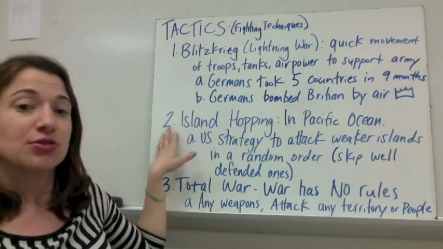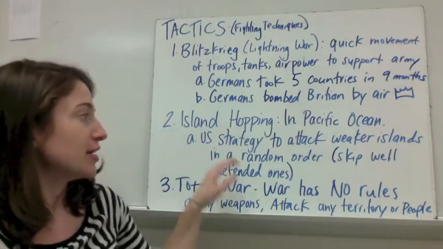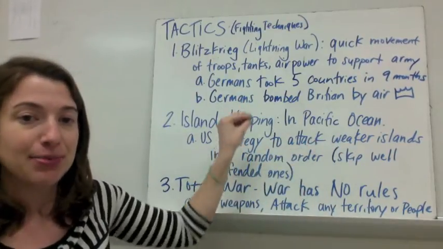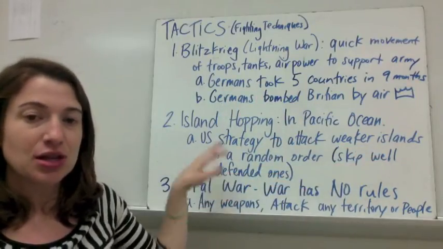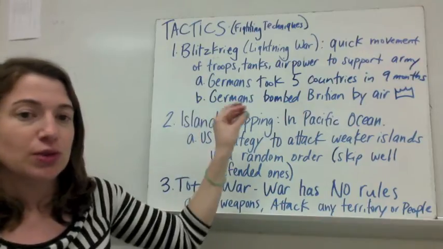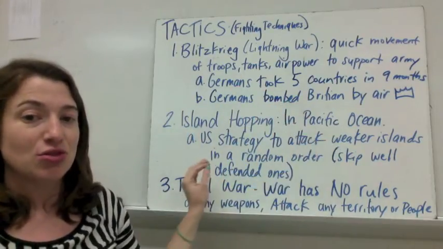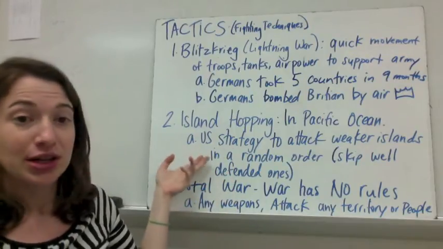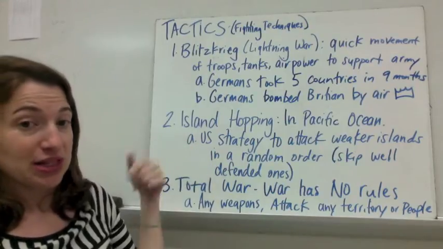The U.S. used a strategy called island hopping in the Pacific Ocean, and this was used to attack weaker islands in a random order. So they literally hopped from island to island. They skipped the well-defended ones and went from a weak island to a weak island. So they just defeated all those islands so that then those stronger islands didn't have anyone to back them up anymore. Okay? And that worked because the U.S. ends up being on the winning side of the war.